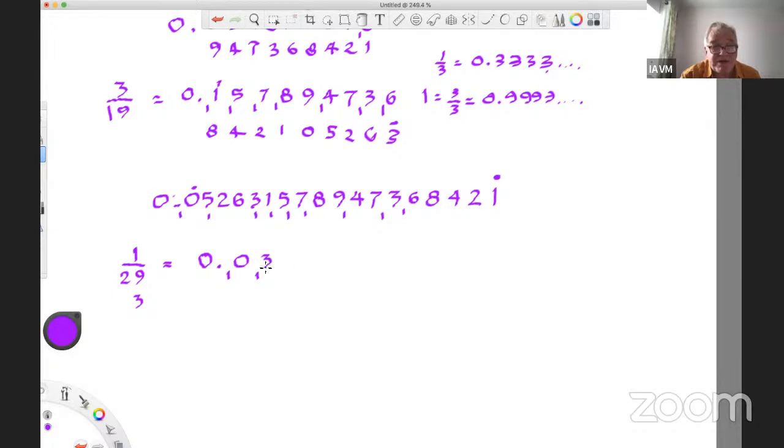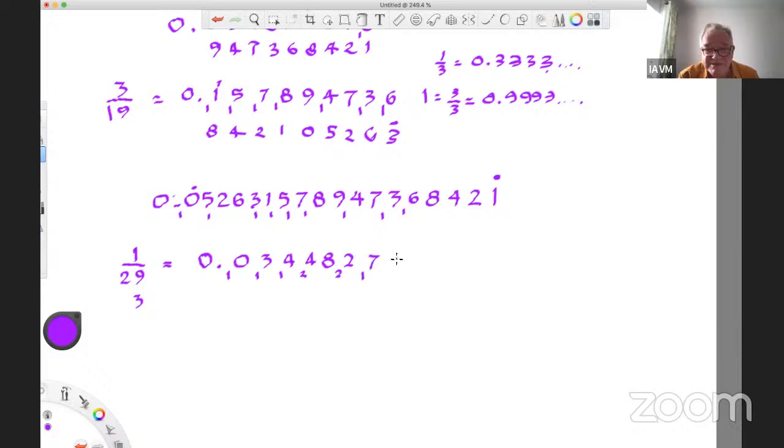13 divided by 3 is 4, remainder 1. What do we have next? 14 divided by 3 is 4, remainder 2. 8, 2, remainder 2. Let me know if I make a mistake. 22 divided by 3 is 7, remainder 1.